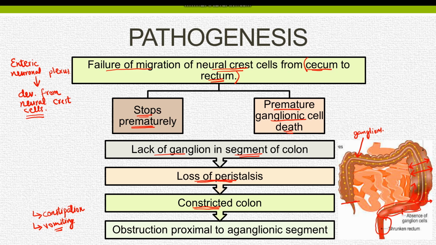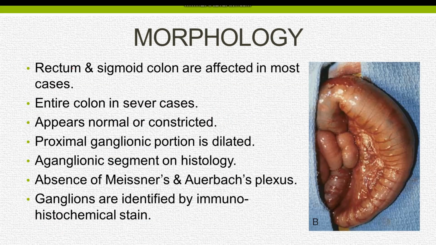The mechanisms of premature arrest of neural crest cell migration and premature ganglionic death are not fully understood, but definitely there is a genetic component involved, since the disease is more common in first-degree relatives. In Hirschsprung disease, the rectum is always affected, and in most cases, the rectum and sigmoid colon are affected together. In more severe cases, the entire colon can also become aganglionic.